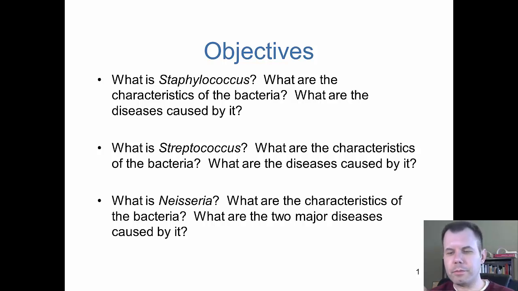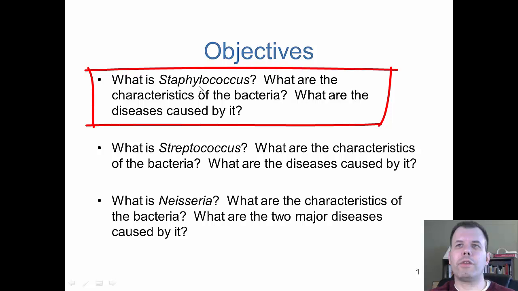Okay, so we're going to be focusing on chapter 18, and chapter 18 is looking at the cocci bacteria, or the round bacteria. The three groups that we're going to be looking at today: the first one we're going to look at is Staphylococcus. Staphylococcus is a gram-positive coccus. We're going to look at some of the characteristics and then what diseases are caused by it.